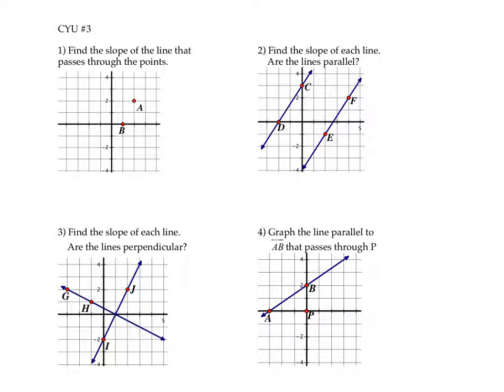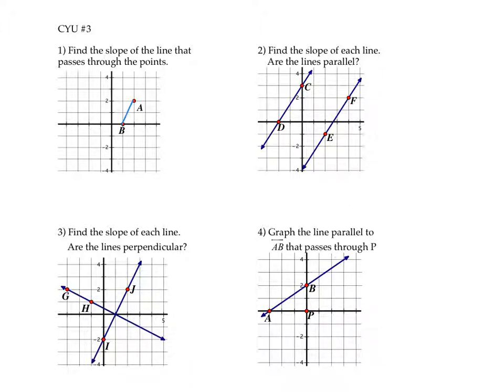All right, we have a quick CYU. That stands for Check Your Understanding. So let's see what you've picked up, or what we have reviewed from Algebra 1 for you. I suggest that you pause the video, try all 6 questions, and then come back and check your answers. Okay, so number 1, it says find the slope of the line that passes through the points.